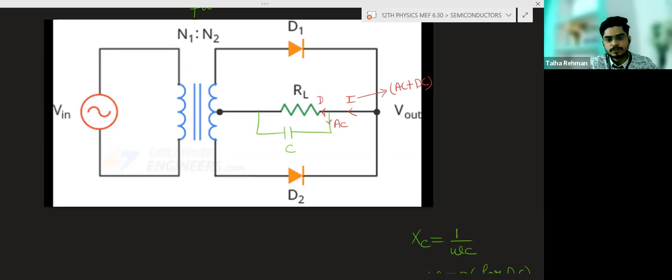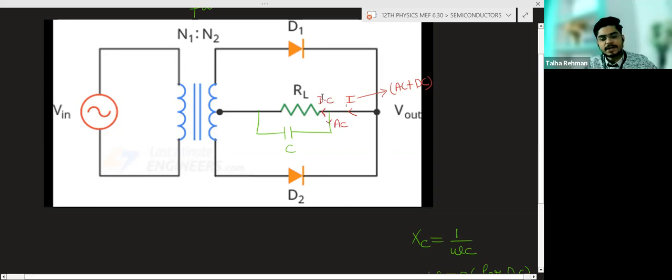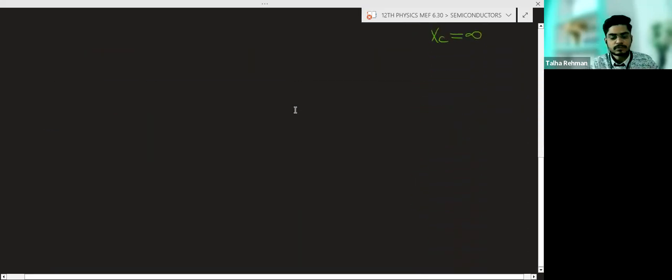DC will go, and the current going through the load resistance is the output. So the output we are getting is pure DC this time. So now input and output will be like this.